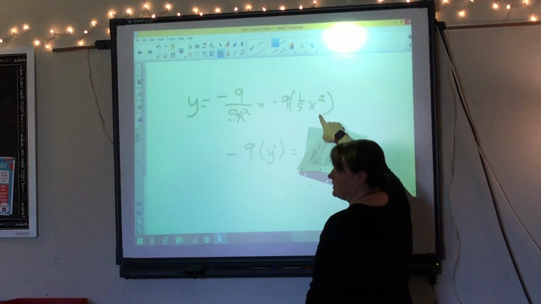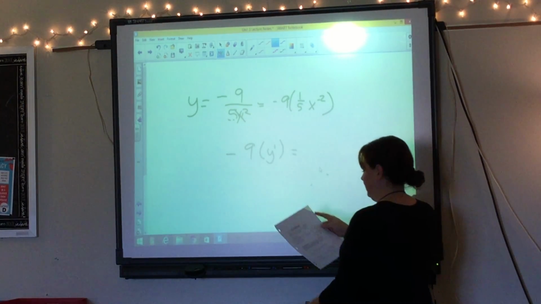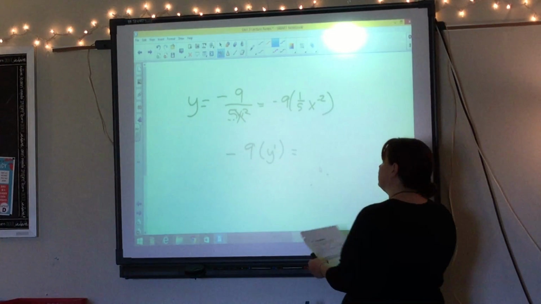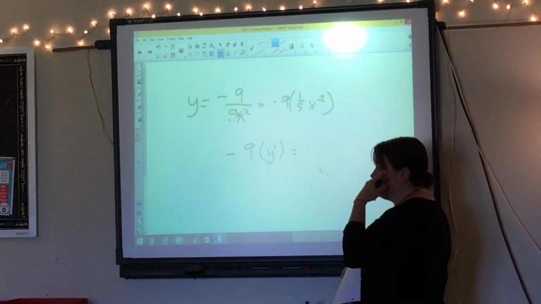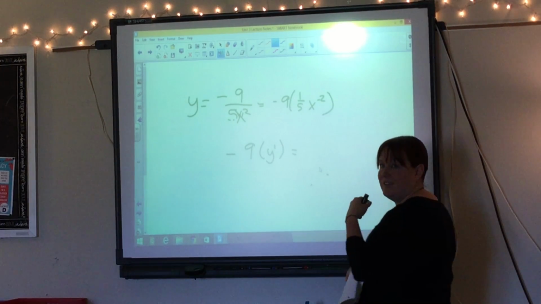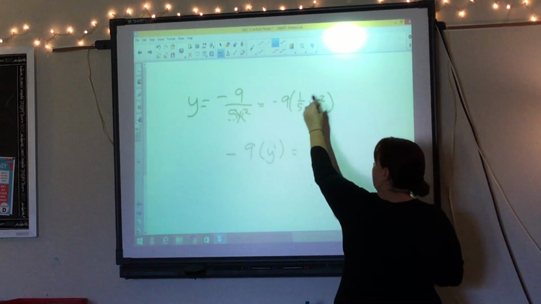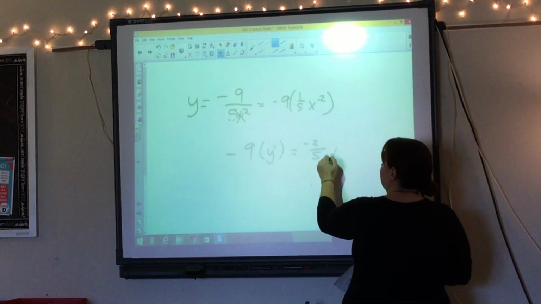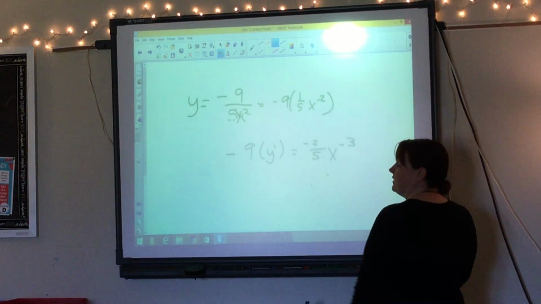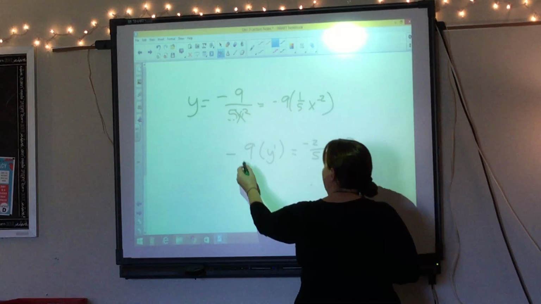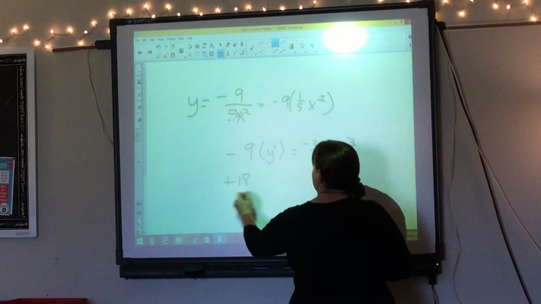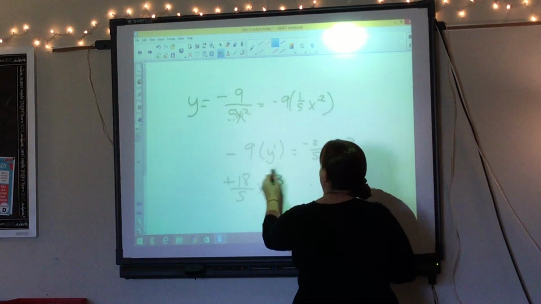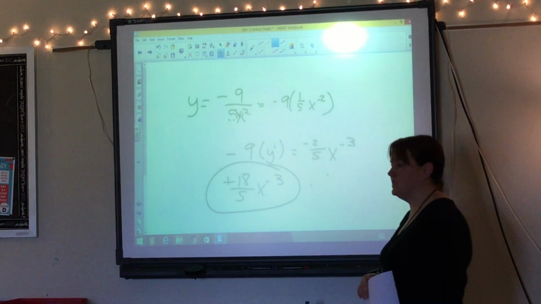So what's the derivative of this? Well, the 5 isn't squared, just the x is squared. So I bring the negative 2 down. Then I multiply this whole thing by 9, right? Because this is y prime. So I have positive 18 over 5 x to the negative 3. That's the derivative of that one.